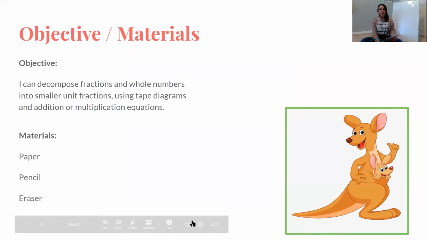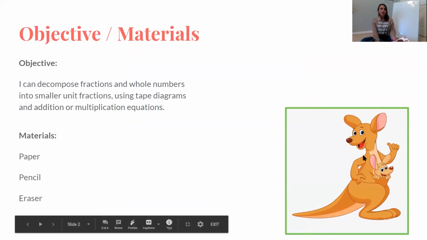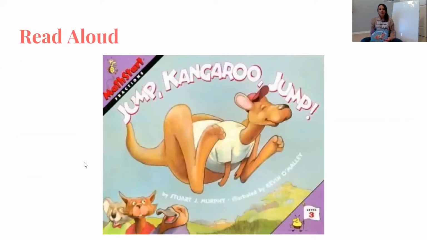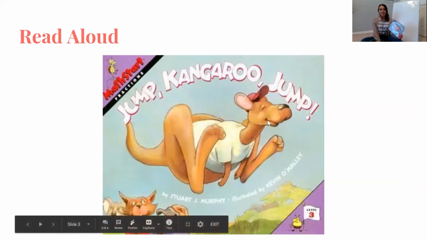The only materials that you're going to need for today are paper, pencil, and an eraser. So let's get started. For our first activity today, we're going to do a read aloud. We're going to read this book called Jump, Kangaroo, Jump. It's written by Stuart J. Murphy and illustrated by Kevin O'Malley. So let's follow the kangaroo as he goes on his adventures.